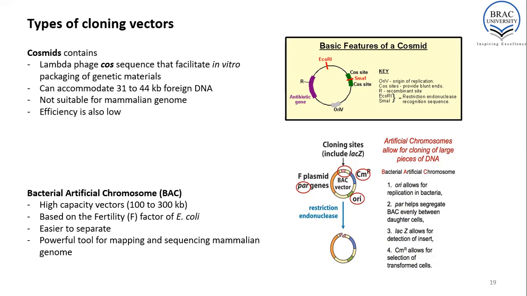It is based on the fertility or F factor of E. coli. The F factor allows genes to be transferred from one cell to another through conjugation. It is easy to separate and is a powerful tool for mapping and sequencing of the mammalian genome.